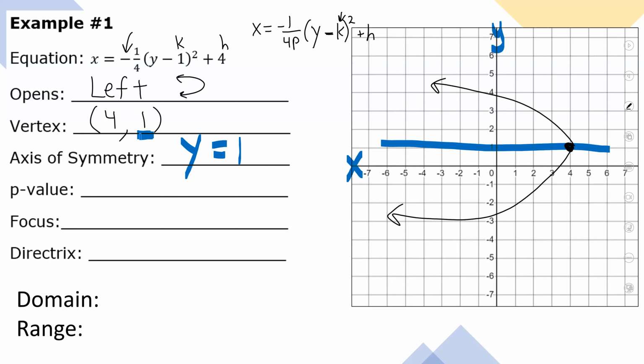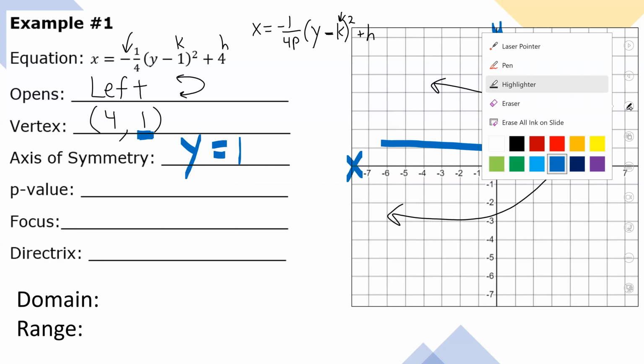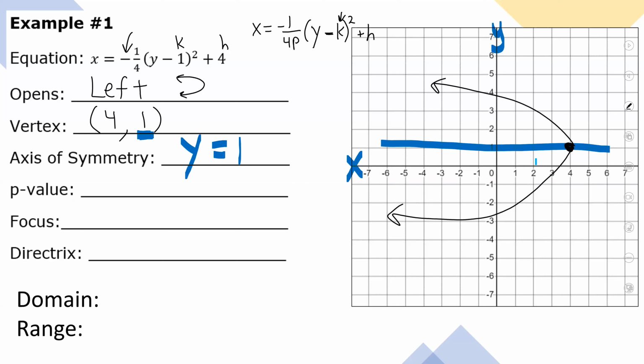All right, now let's talk about the p-value. So guys, let's look at the equation up here. We have to focus on the denominator. The way you find the p-value is you just divide it by 4. So my denominator here is 4. What's 4 divided by 4? 1. So that means my p-value is 1. That's how you find the p-value. You divide the denominator by 4.